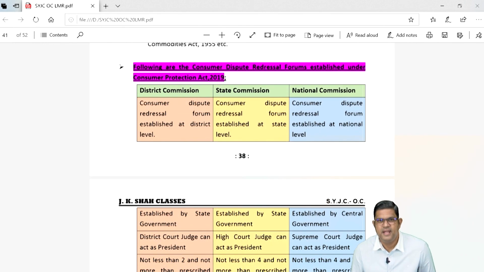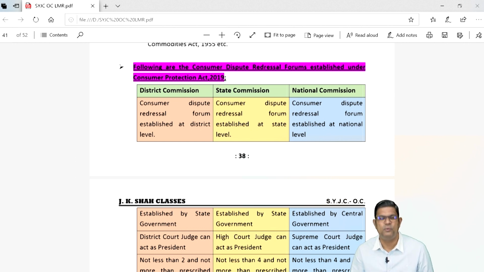Right guys, now let's try to understand what are the different types of consumer dispute redressal forums. We also call these consumer forums or redressal forums. Now, there are 3 different types of consumer protection forums which are established at 3 different levels. At district level there is the district commission, at state level there is the state commission, and at national level there is the national commission.